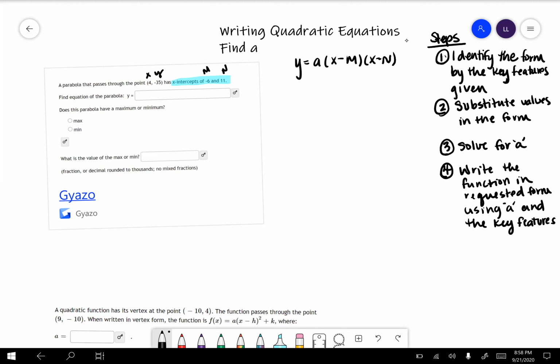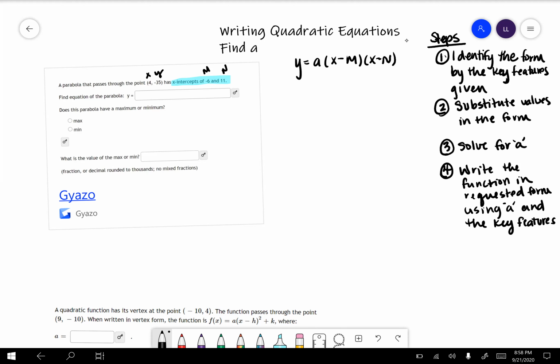Second, substitute the values in the form. We were given negative 6 and 11, that's our m and n. And we were given a point, 4 and negative 35, and that's our x and y. Number 3, solve for a. Number 4, write the function in the requested form using a and the key features.